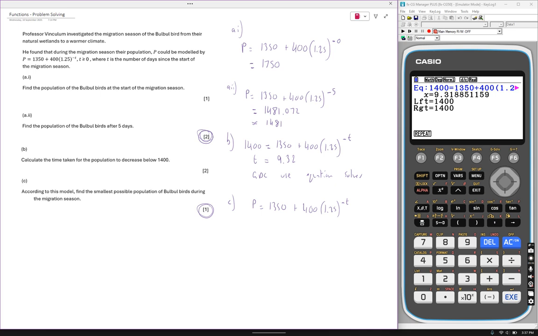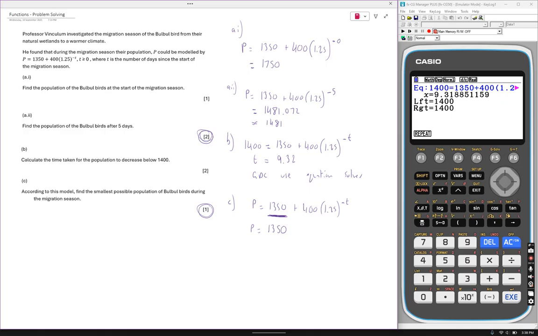This is an exponential function because our x variable, or the t, is raised to the power. So one of your rules about exponential functions is that the horizontal asymptote equals whatever the c value is, and the c value is the constant. So in this case, the asymptote occurs at 1350. So going back to the question, the smallest population of bulbul birds is 1,350.